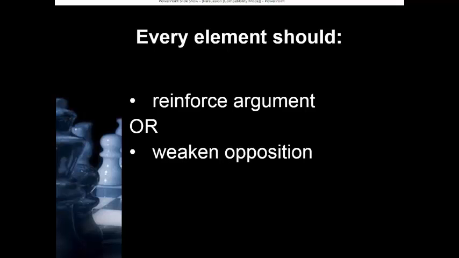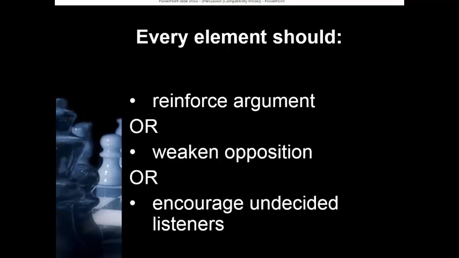Or you should be weakening the opposition. Sometimes your persuasion isn't about building up supports for your particular position. Sometimes it's tearing down what others are saying. Or sometimes you are going to simply encourage undecided listeners.